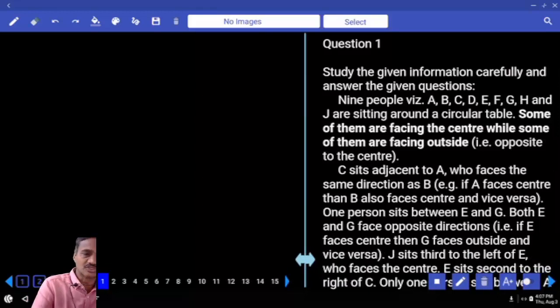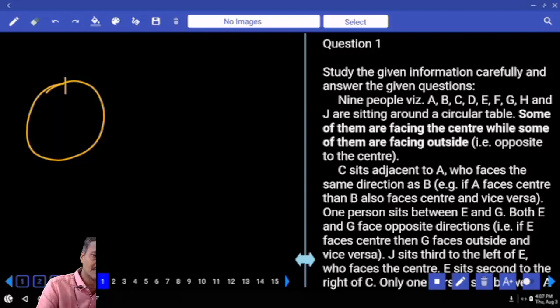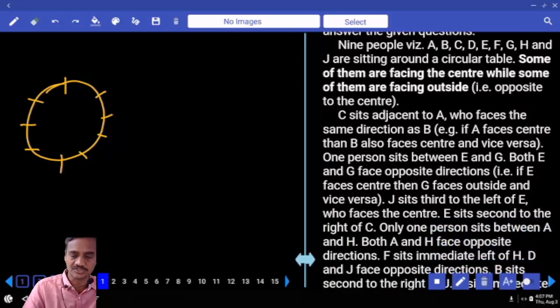Now in this one there are 9 persons seated around a circular table, some facing inward and some outward. C sits adjacent to A, so C and E are adjacent to each other. And A faces the same direction as B; A and B are facing the same direction.